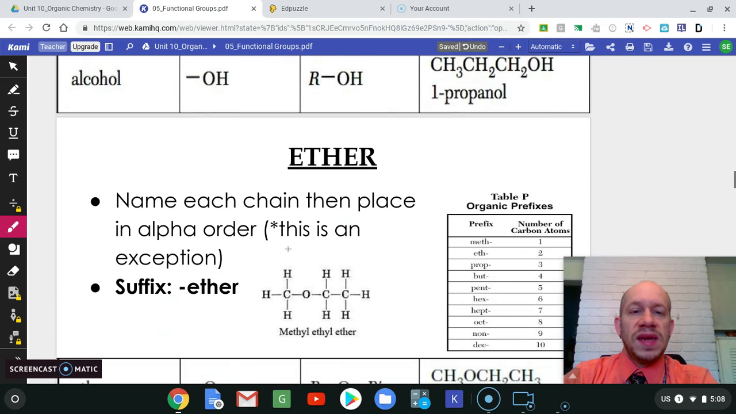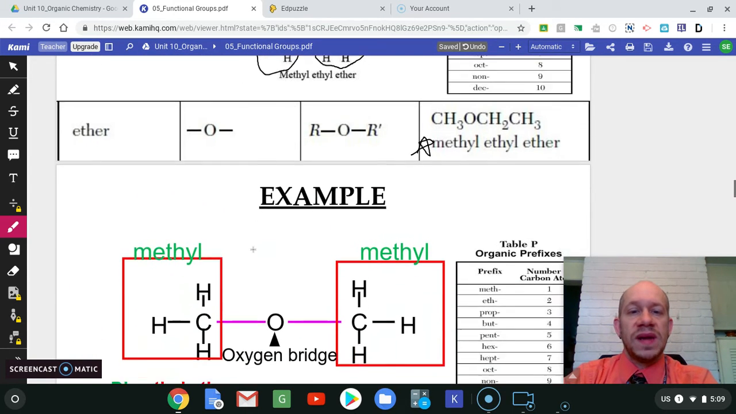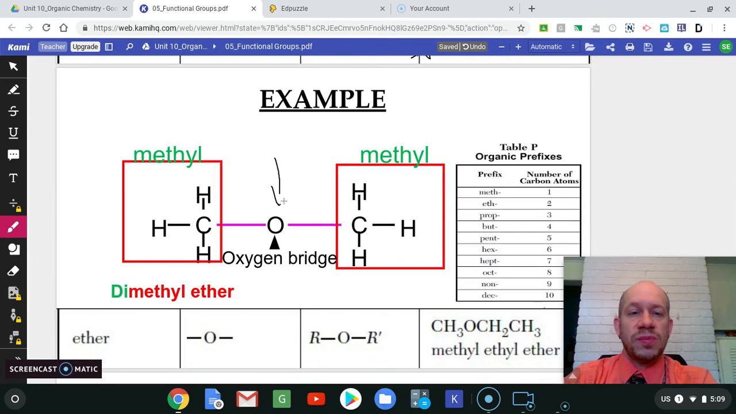Ethers have an oxygen bridge dividing 2 carbon chains. You first name each chain, then place in alphabetical order. This example is the only exception where I have methyl ethyl ether. So here's a methyl group with 1 carbon. Here's an ethyl group with 2 carbons, and they're divided by my ether oxygen bridge. So now I say methyl ethyl ether. A second example is here's my oxygen bridge, and on either side I have a methyl group. If they're the same thing, then I'm going to use dimethyl ether.